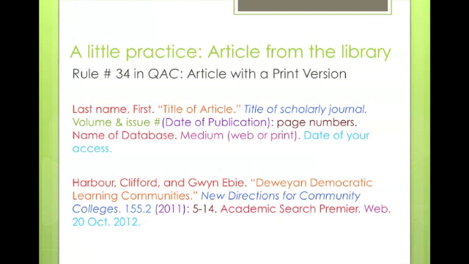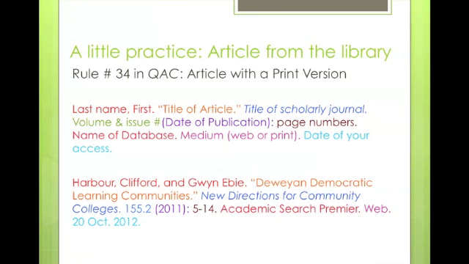So it looks similar to the previous rule I showed you, but it's slightly different. We have the author's name, title of the article, title of the journal. You're going to need the volume and issue number, date of publication, the page numbers from the beginning of the article to the end, the name of the database, and so on. So here I found an article from the library database. I have my author's names, the title of their article, the title of the journal in italics. Now you'll see number 155.2, that's volume 155 and issue number 2. It was published in 2011, and the article is from page 5 to 14.